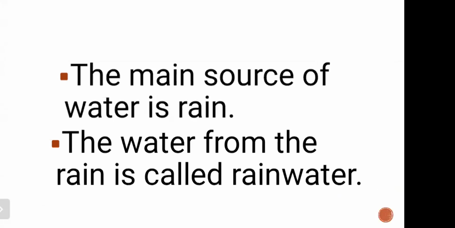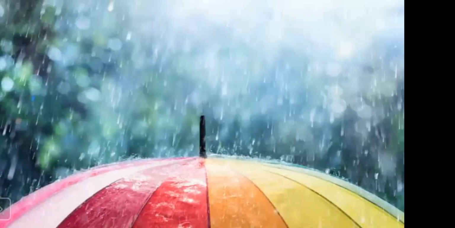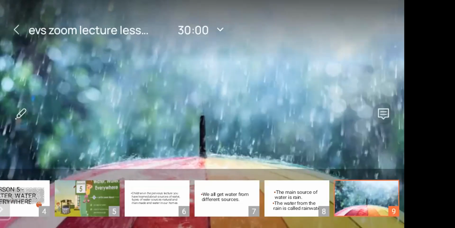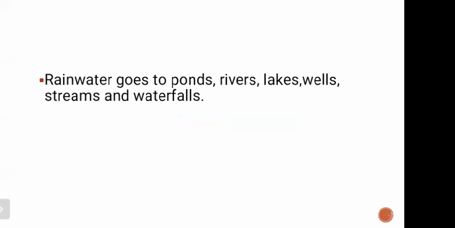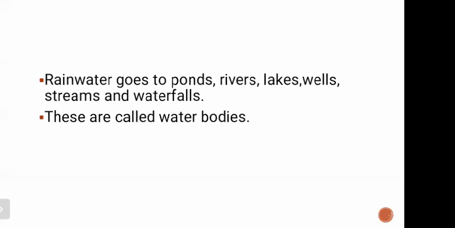Now, rain, you can see the umbrella. Now rainwater, where does it go? Rainwater goes to ponds, rivers, lakes, wells, streams and waterfalls. What are these called? These are called water bodies.